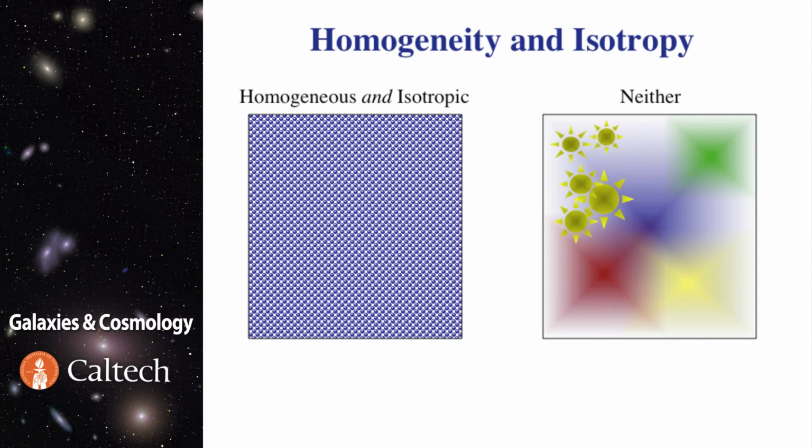And here we have an example. This would be a homogeneous and isotropic texture that is the same everywhere, in all directions and all places. And the one on the right is neither homogeneous nor isotropic.